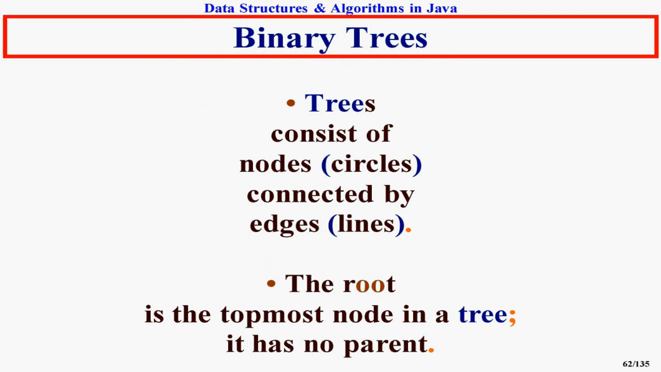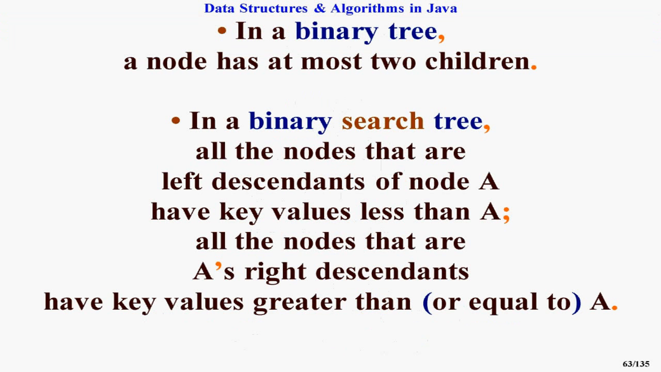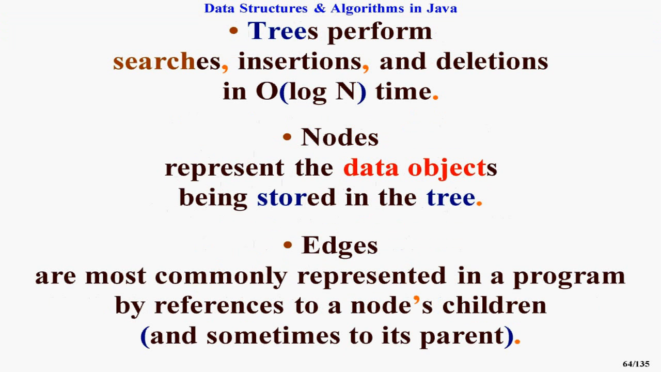Binary trees. Trees consist of nodes, circles connected by edges, lines. The root is the topmost node in a tree. It has no parent. In a binary tree, a node has at most 2 children. In a binary search tree, all the nodes that are left descendants of node A have key values less than A. All the nodes that are A's right descendants have key values greater than or equal to A. Trees perform searches, insertions, and deletions in O(log N) time.